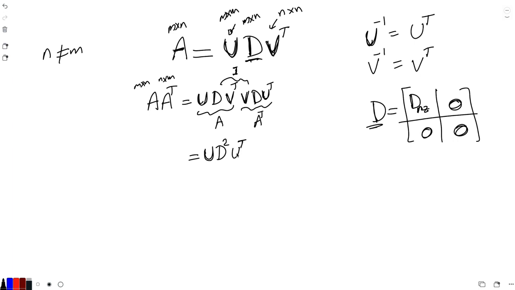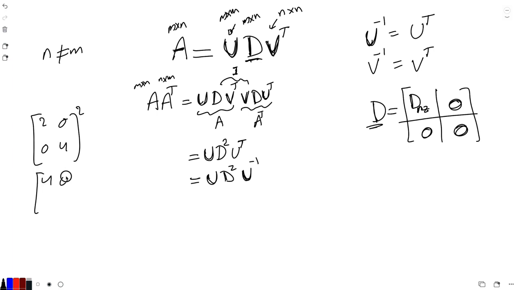Now U transpose is U inverse, so it will be U times D square times U inverse. Now the diagonal square, we explained this before. If you have, let's say, 2 0 0 4, and you take the square, you simply square only the diagonal elements, so it becomes 4 0 0 16. That's all, which means that D square is the square of the diagonal elements.